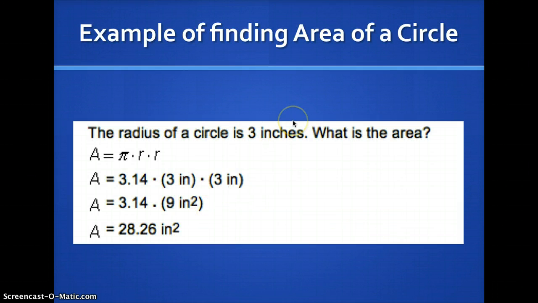First is an example of finding the area. So remember, you have a radius of 3, and you find it by doing pi times r times r. And remember, for pi we use 3.14, and it says in our problem that the radius is 3, so you do 3 times 3, which is 9, and then 3.14 times 9 gives you 28.26 inches squared. Okay, so that's an example of finding the area of a circle.